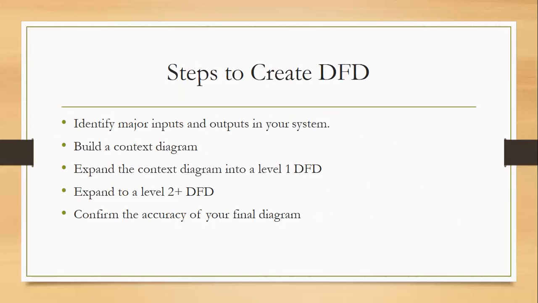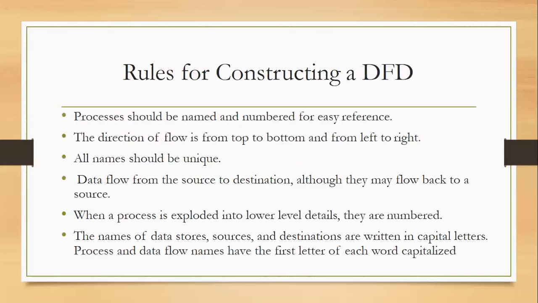I am just giving the steps here, and then I'll describe them. Next is expanding to the level 2 DFD. After that, accuracy will be checked in the final diagram. There are some particular rules for constructing these. Processes must be named or numbered for easy reference so that they are easily rememberable. These names must be unique. No two processes have a similar name so that we can differentiate them.